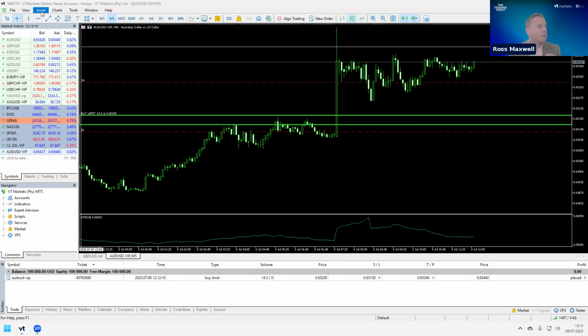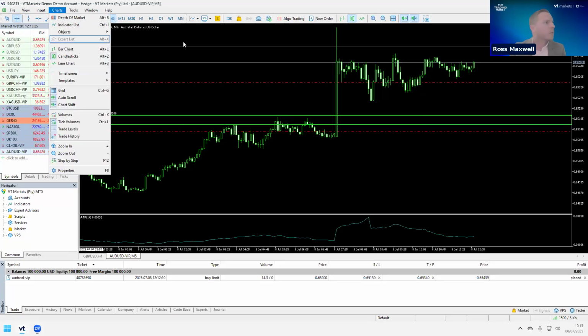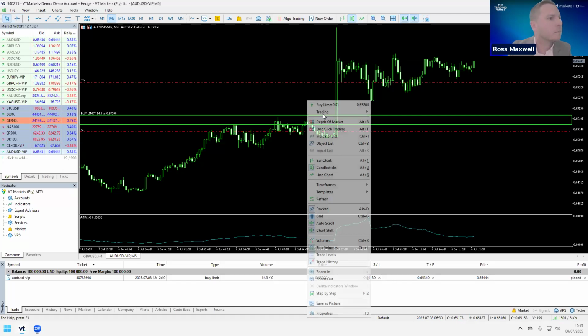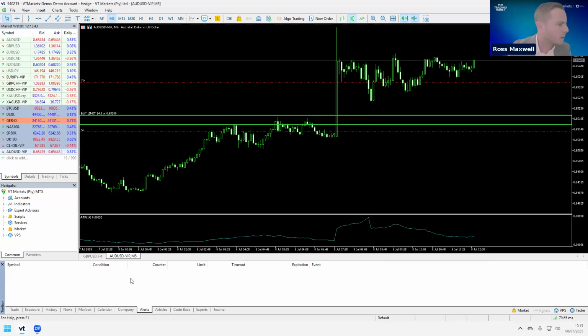And what you will do then is just insert an alert. Where's the alert button on here? We can add an alert here. Alerts. Okay, so create an alert. There we go. Alert editor.